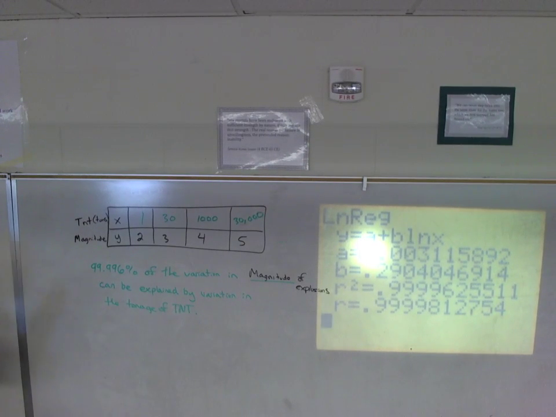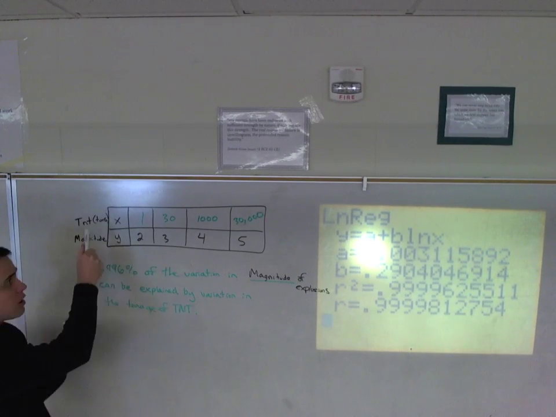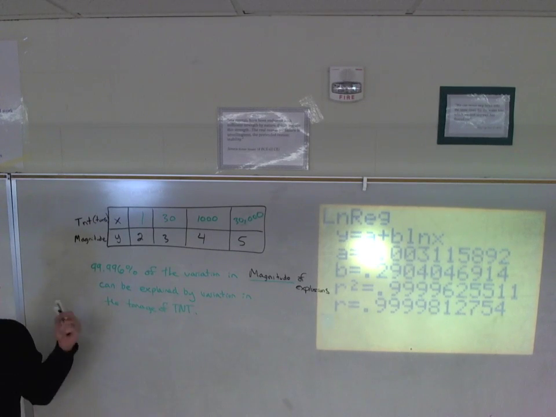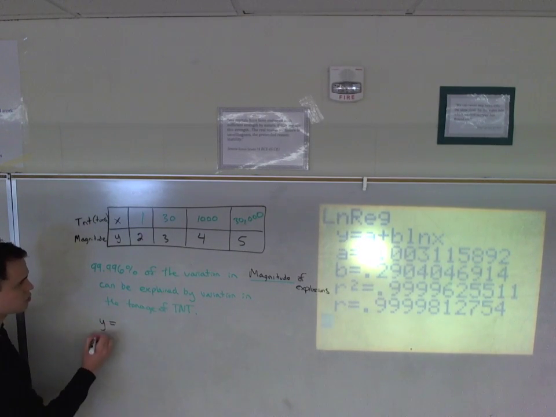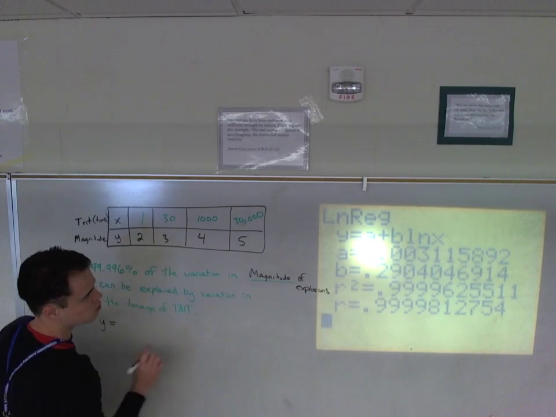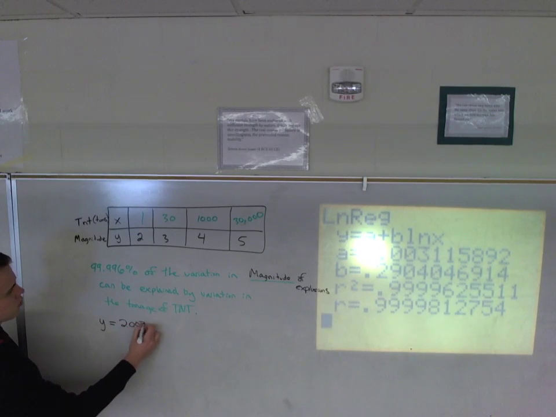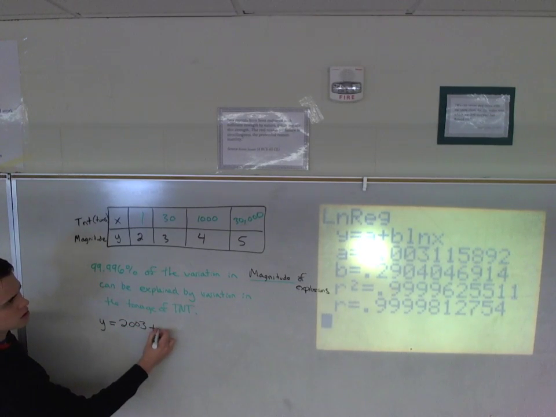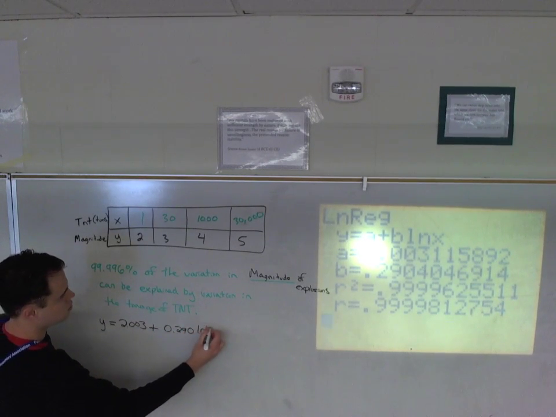Okay, so remember, r squared tells you how much of the variation that you're seeing here can be explained by variation that's here using the model that you picked. If we choose another model like quadratic, I bet it's not going to be nearly as good. We can do it in a second if you want. But now we have to write down the actual model, right? So y equals, notice they give you the form and the numbers to put in. So y equals 2.003 plus 0.290 times the natural log of x.